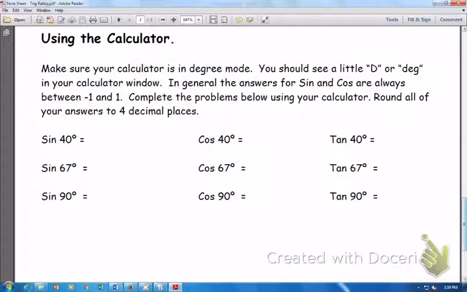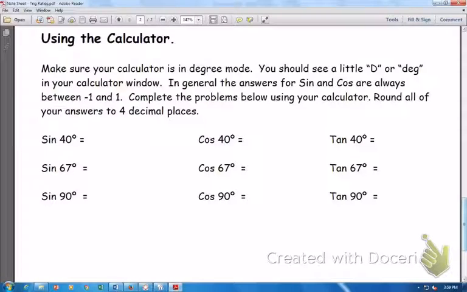Now, down here in this next section, we don't have a triangle. We don't have side lengths. But it doesn't matter. If we know the angle measure, then we can still find the value of these ratios. Okay? You have to take your calculator to figure these out.